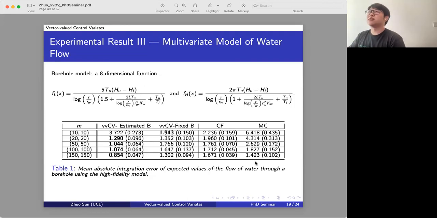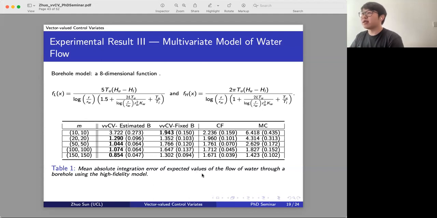So the third example is an 8-dimensional function. This is called Borehole modeling. What we are interested in is this high fidelity model FH. This is the true model, and this is what we are interested in. FL is a low fidelity model proposed by some expert. It can be used as a very rough replacement of this high fidelity model.